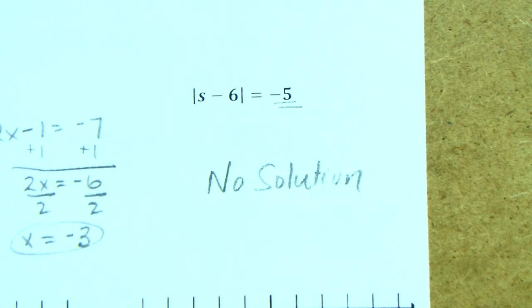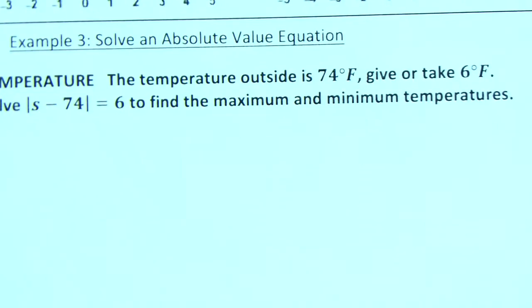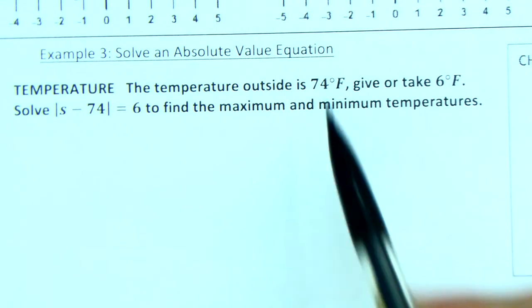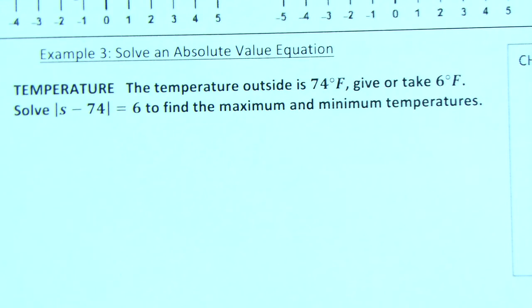Okay, on to the bottom down here, we have a word problem. So take note of this word problem because this one gives you an equation, but there's a couple on the back that won't. So we're talking temperature. The outside temperature is 74 degrees, give or take 6. So solve the absolute value of S minus 74 equals 6 to find the maximum and minimum temperatures. Now, I know you can probably reason this, well, it could be 6 less than that or 6 greater than that, but remember, that's not the point. The point of this lesson is to explain how we set up this equation.